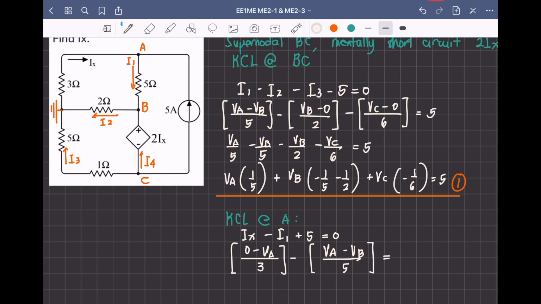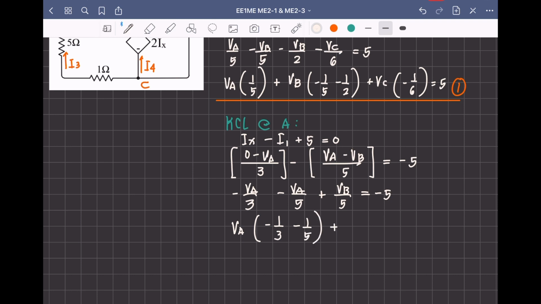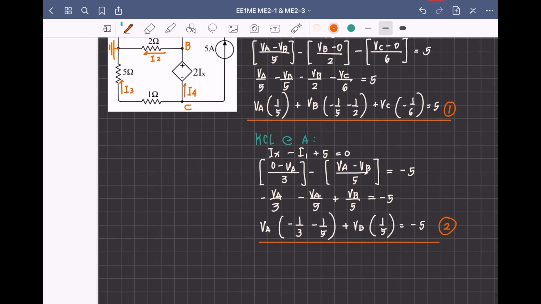Okay, equals, transpose the constant to the right, that's negative 5. Expand, you have negative VA over 3, negative VA over 5, and positive VB over 5. Don't forget to distribute the negative sign, and that would be equivalent to negative 5. Group together like terms. So, for VA, we have two terms, negative 1/3 and negative 1/5. Plus, for VB, you have there positive 1/5. And then equals that to negative 5. And this will be your equation number 2. Okay, equation number 2.